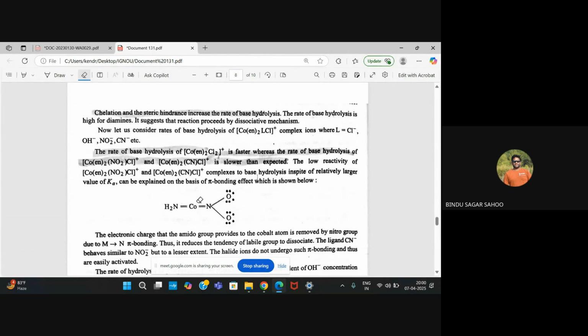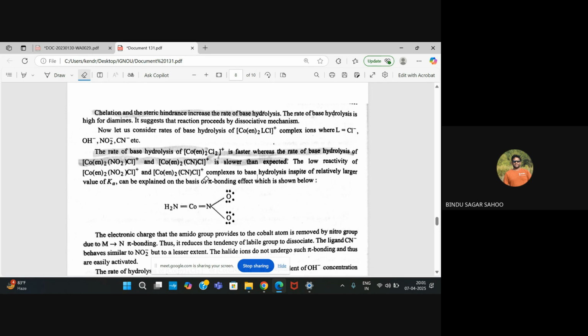So when it abstracts the electron density towards itself, the overall electron density on the metal complex decreases. Then it cannot easily repel the leaving group. But here there is no NO2 minus group, no electron withdrawing group. That means the electron density coming from the NH2 group will be located on the cobalt in this complex, cobalt en2Cl2. So that's why in this complex, the cobalt electron density will repel the chloride group.